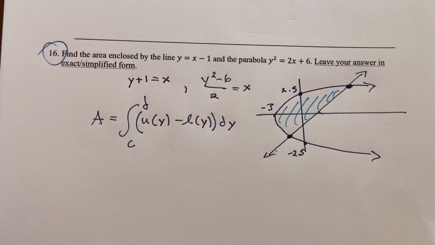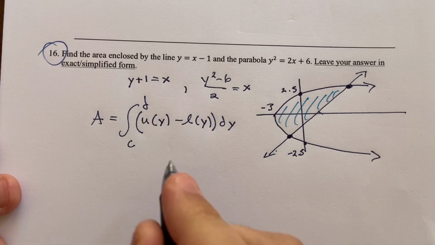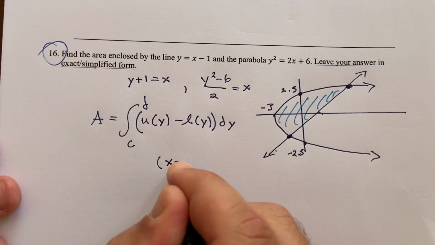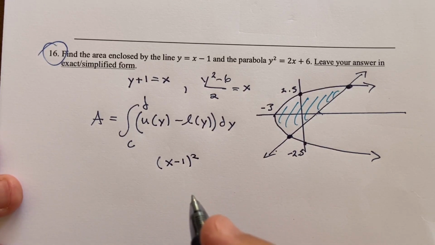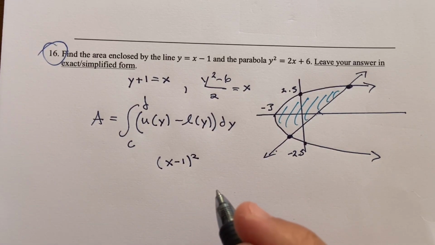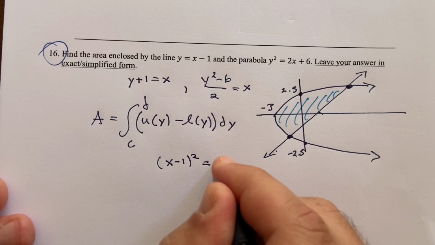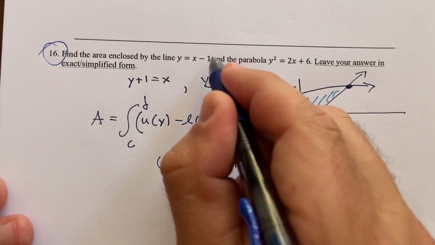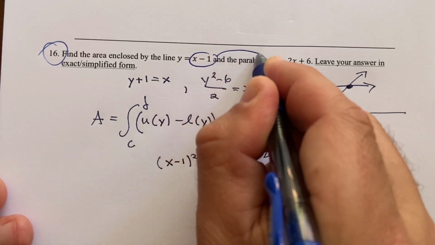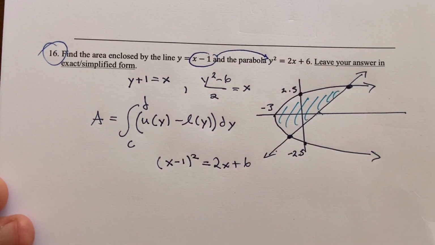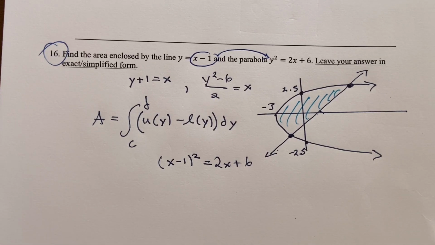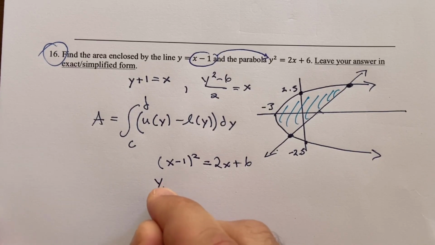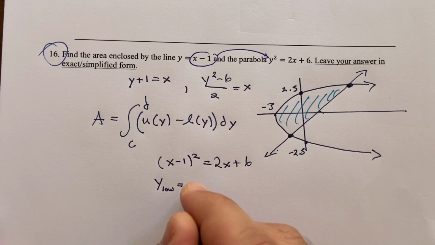So we need to figure out basically where (x minus 1) squared equals 2x plus 6, right? If I use the substitution method to solve that, just to save us a little bit of time, the y lower limit will be -2.